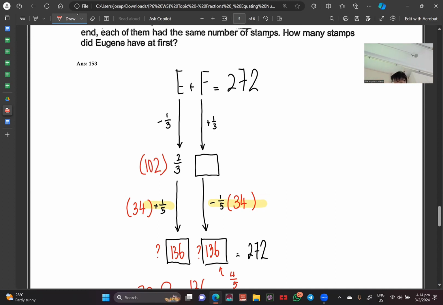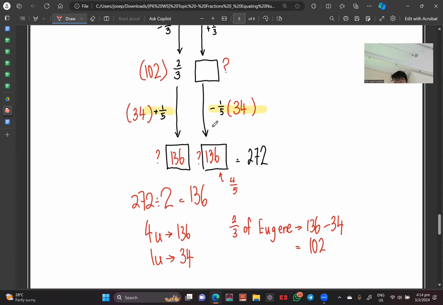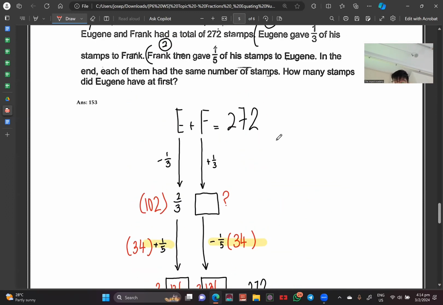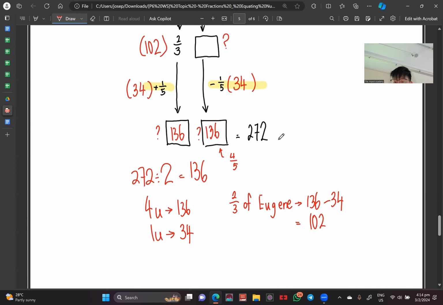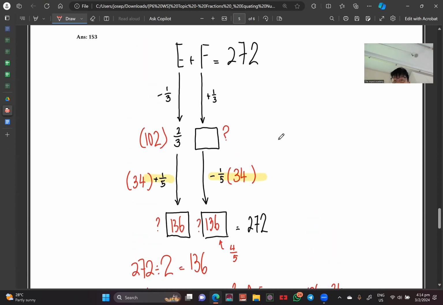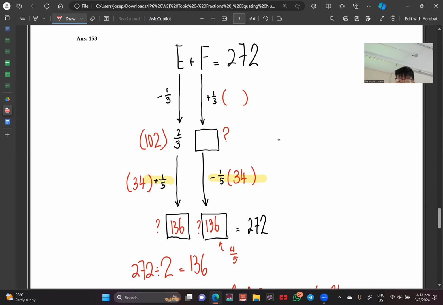But you see, what about this box over here? Do you understand what I'm saying or not? This box wants us to find what this is. So how am I supposed to find that? Very simple, right? 102 divided by 2, because you want to find out what this is. But can we find out what this question mark is first?